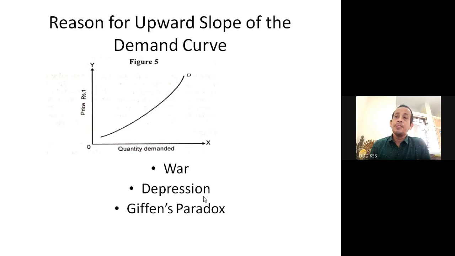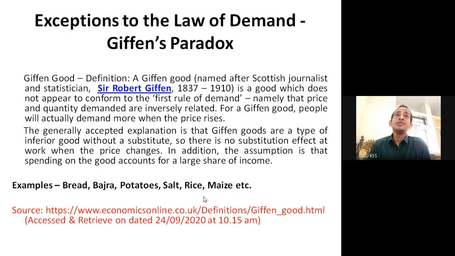Now we'll go through this part, exception to the law of demand. Giffen paradox is a reason why demand curve has an upward movement. Now there is another part of the economy, exception to the law of demand. Exception to the law of demand basically we'll understand through Giffen paradox. Giffen paradox concept, I have already told you. Now we'll go through the Giffen paradox in more detail.